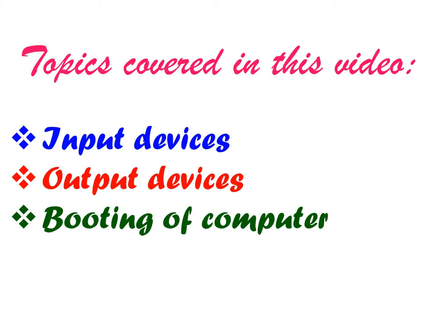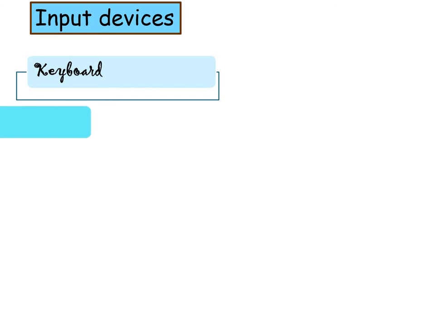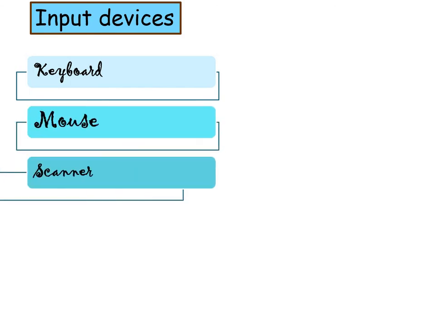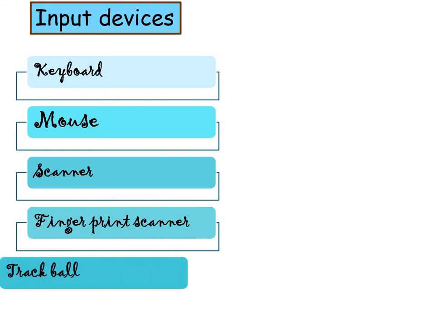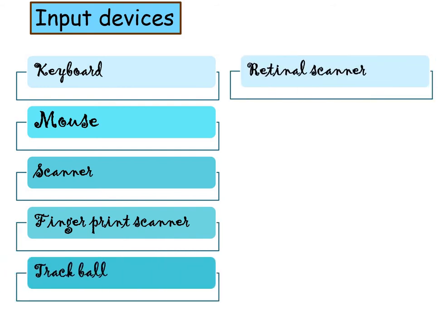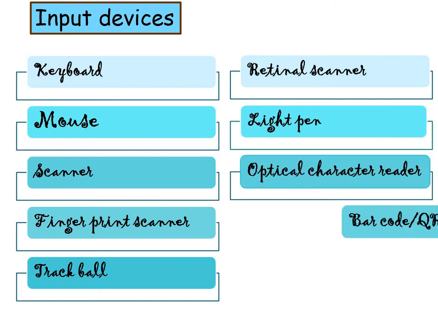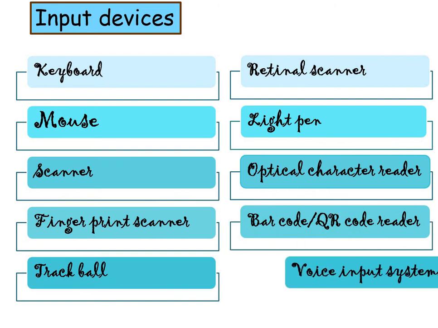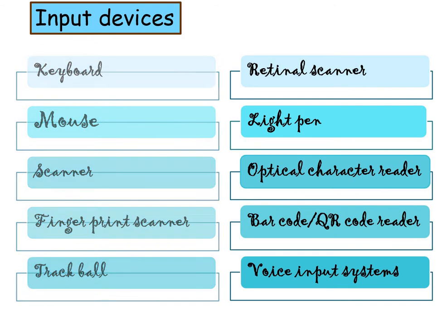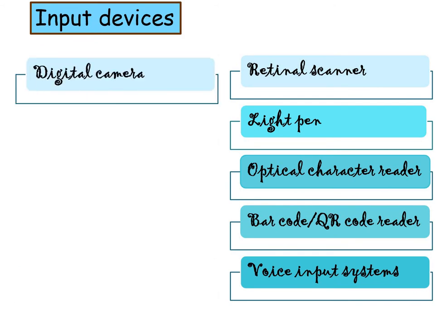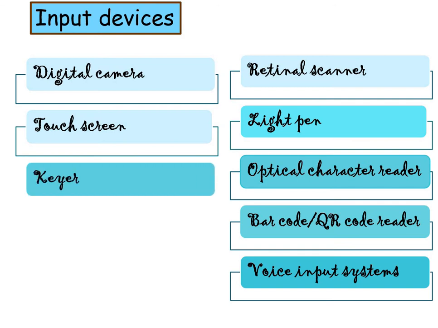First, I will show you input devices. Here are names of some input devices: keyboard, mouse, scanner, fingerprint scanner, trackball, retinal scanner, light pen, optical character reader, barcode QR code reader, voice input systems, digital camera, touch screen, and keyer. I will show you one by one.